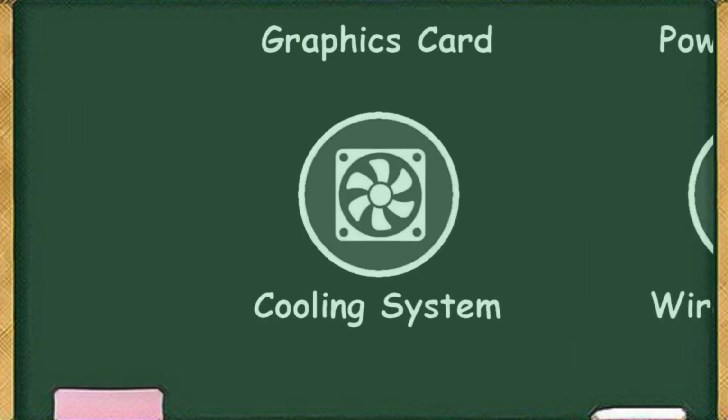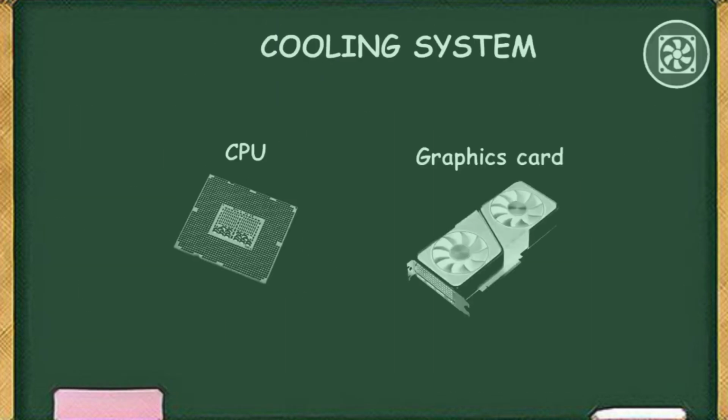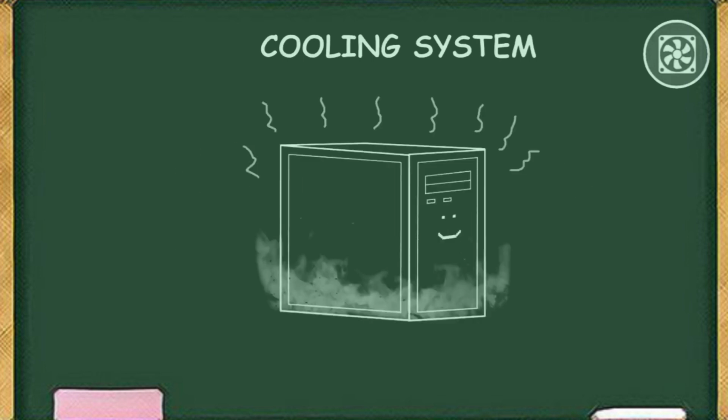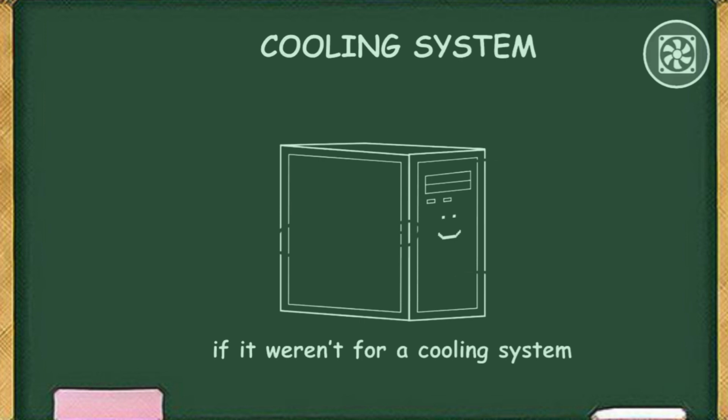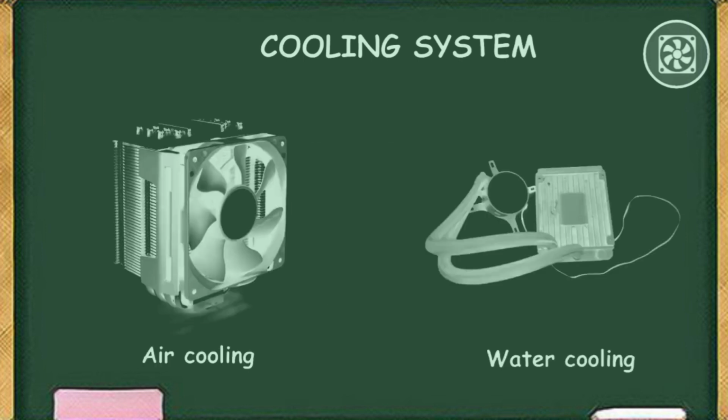Cooling system. Some areas of the computer, like the CPU and graphics card, generate a lot of heat and would fry every other component and themselves if it weren't for a cooling system. A computer can have air cooling or liquid cooling, each with its own pros and cons.